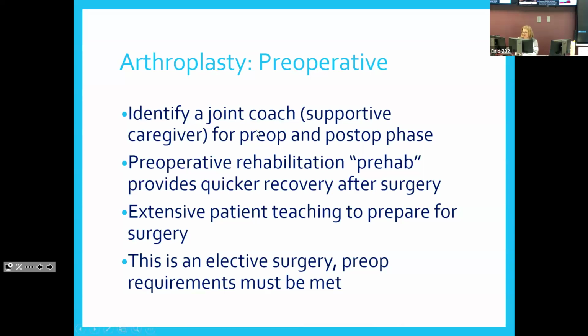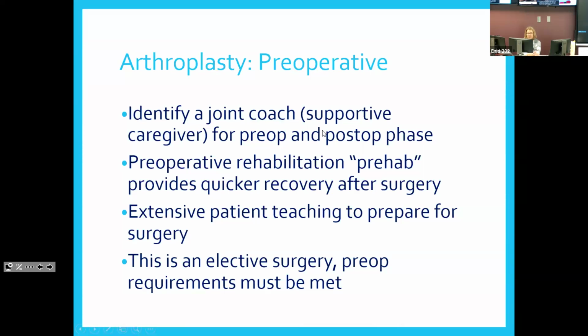So pre-op, if they're going to have arthroplasty, they have a joint coach or a caregiver for the pre-op and post-op phase. I don't know about other places, I'm sure they do it too, but they have joint camp at St. Mary's when they do a knee, hip, whatever replacement. And so they do pre-op and they talk about what exercises they need to do, maybe what kind of mobility aids, things to have ready in their house, those types of things.